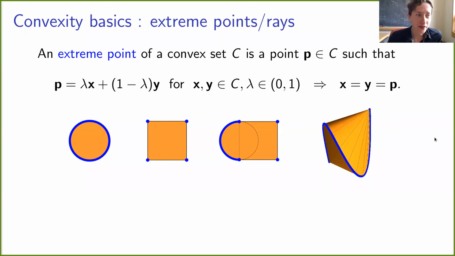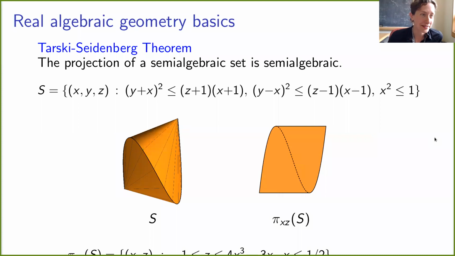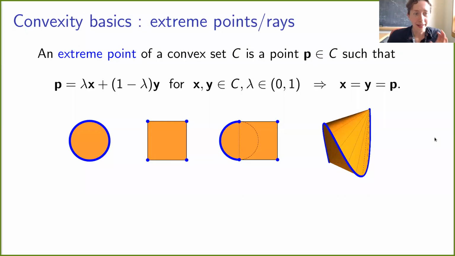Another thing, so from convexity, something you might use to study, so that was the whole crash course on real algebraic geometry. From convexity, something you might be interested in for a convex set is its extreme points. So the set of points that you can't write as a convex combination of other points in the set.